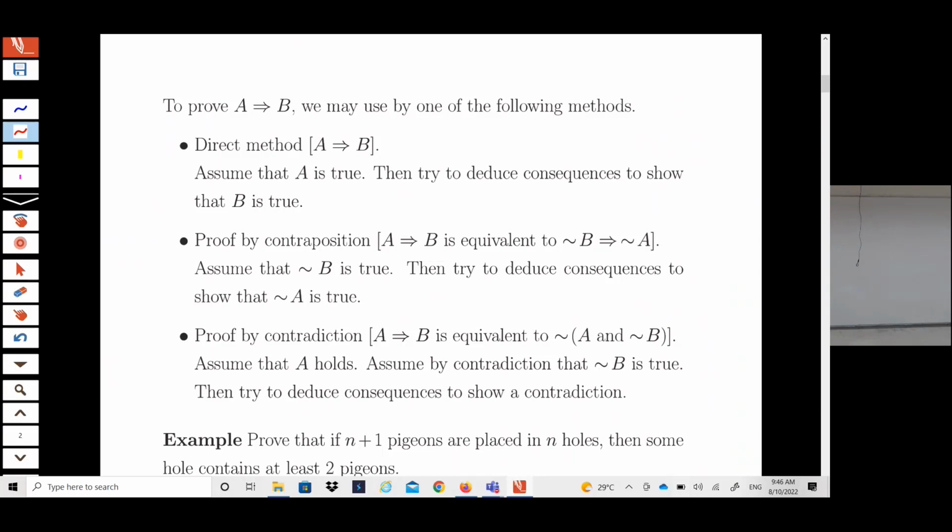Then we try to deduce the consequences of A, and we try to deduce the consequences of not B separately, and then show a contradiction. If we are able to show a contradiction, then that means, by the principle of contradiction, A implies B.